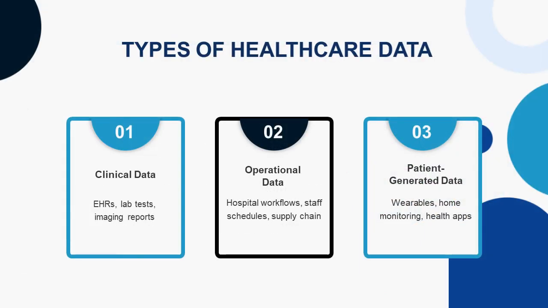Types of healthcare data. Clinical data includes electronic health records, lab results, and imaging. Operational data relates to hospital workflows and resources. Patient-generated data comes from wearables and apps, while research data supports new discoveries and treatments.